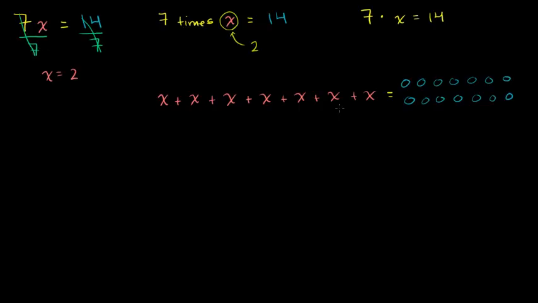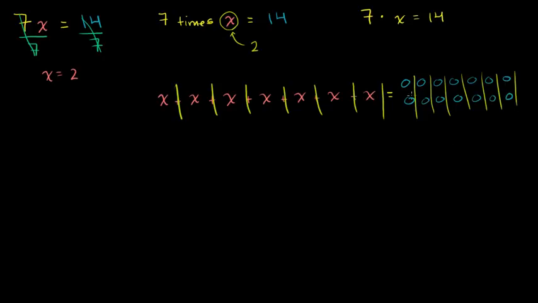So if I divide the left-hand side by 7, let me divide it into 7 groups. There are 7 x's here. So that's 1, 2, 3, 4, 5, 6, 7 groups. Now if I divide that into 7 groups, I'll also want to divide the right-hand side into 7 groups. 1, 2, 3, 4, 5, 6, 7. So if this whole thing is equal to this whole thing, then each of these 7 chunks that we broke into are going to be equivalent. So this chunk is equal to that chunk. This chunk is equal to this chunk.